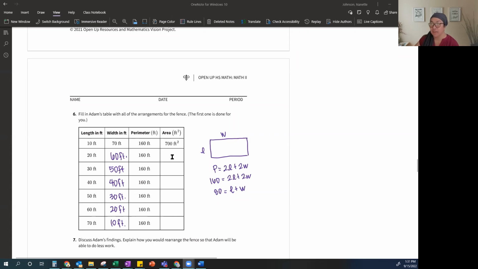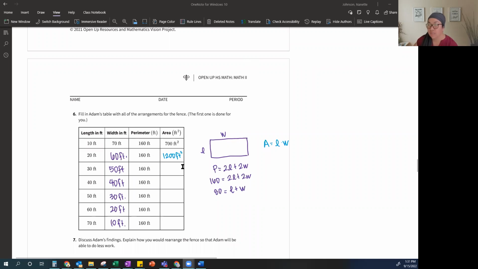So when you're looking for the area of a rectangle, that's a different calculation, right? Area equals length times width. So Ms. Johnson, you just want me to multiply these? Uh-huh. So 20 times 60, that's 1,200 square feet. Don't forget this little squared right here, right?